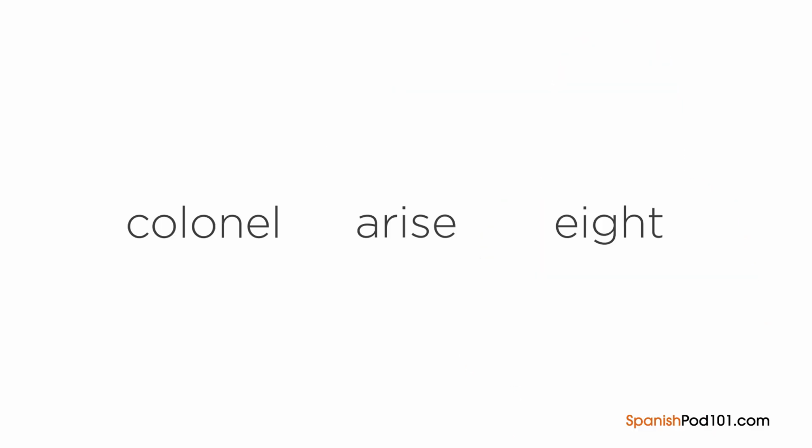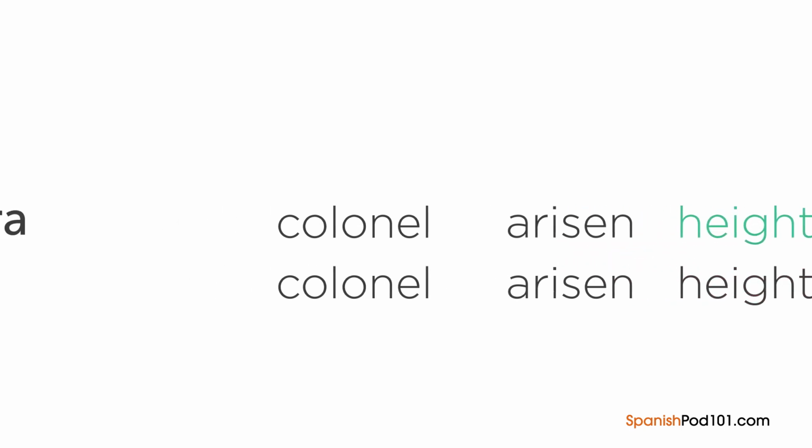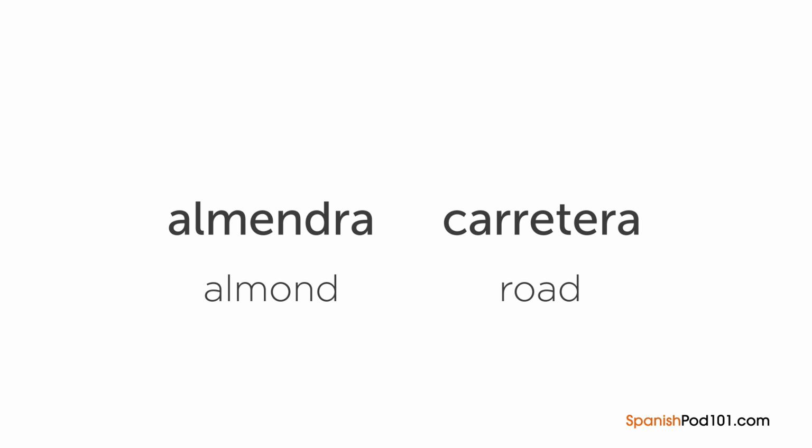Take these words, for example. The first word is pronounced colonel, not colonel. The second word is pronounced arise. Adding an N, however, doesn't give you arisen, but arisen. The last word is pronounced ate, but adding an H doesn't give you hate. Instead, it becomes height. Spanish, on the other hand, can mostly be pronounced as it's read.